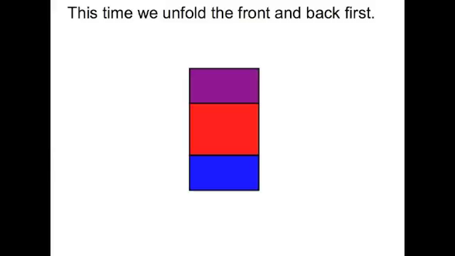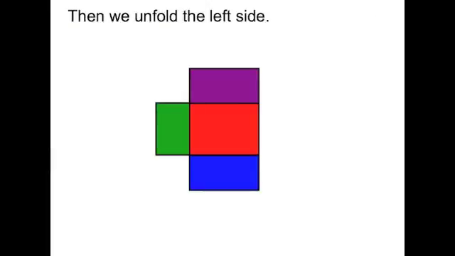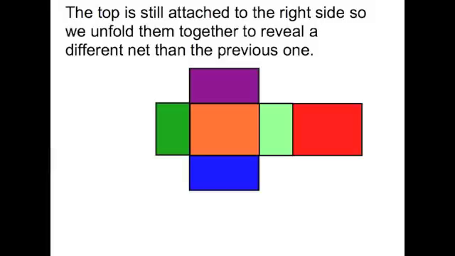This time we make cuts to unfold the front and the back first, then the left side, and now once again the top is attached to the right side, so the only way to unfold it is shown here, exposing for the first time the bottom of the box. We still have a net that shows all 6 rectangles, but the net is not the same as the original net that we looked at previously.